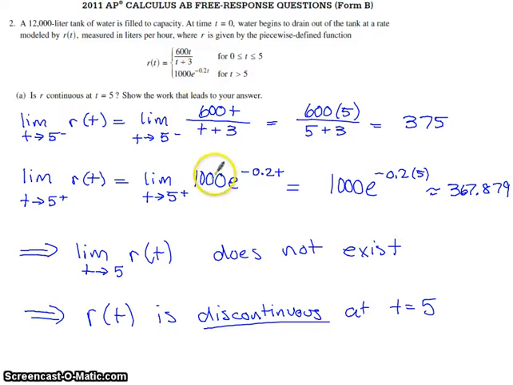And so I toss that into the limit, and just like we did in the first part, put 5 in place of the t. And if you evaluate this on the calculator, you get about 367. Since these two one-sided limits are not equal to each other, the limit as we approach 5 does not exist. So since the limit doesn't exist, our function is discontinuous at 5.